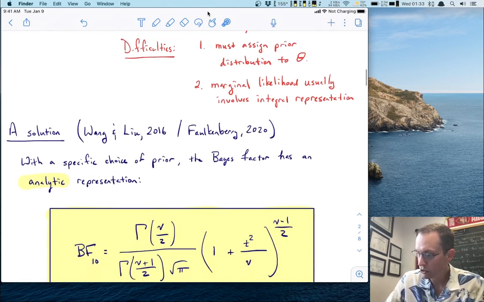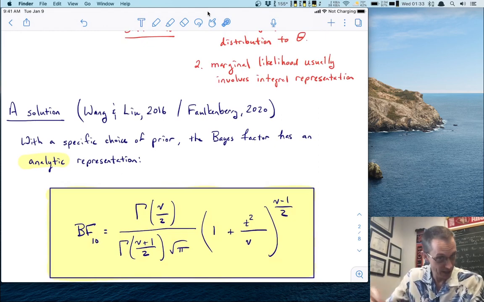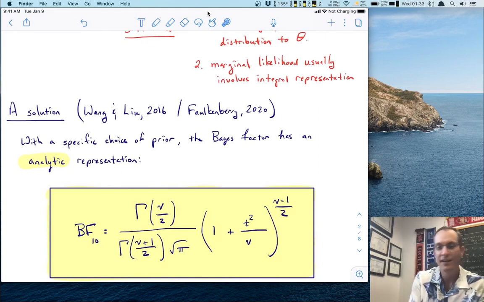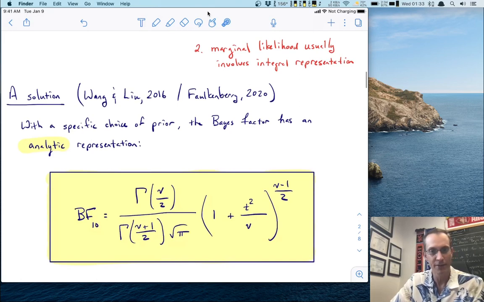Namely, there's a solution that goes back originally to Wang and Liu in 2016, and initially was due to them, but it came back again in a recent paper of mine, and that's with a specific choice of prior, namely the Pearson Type 6 distribution. You can read my latest paper or Wang and Liu to see this. The Bayes factor really reduces to a nice analytic representation. That is, it gets rid of the integral, and it looks something like this.